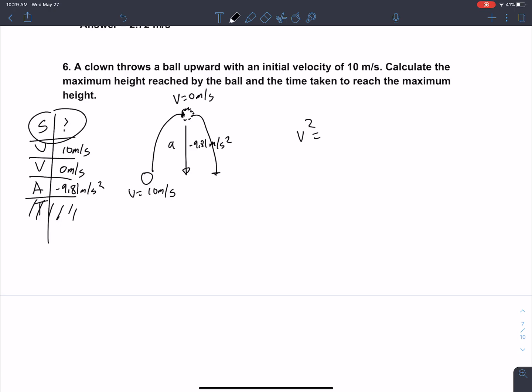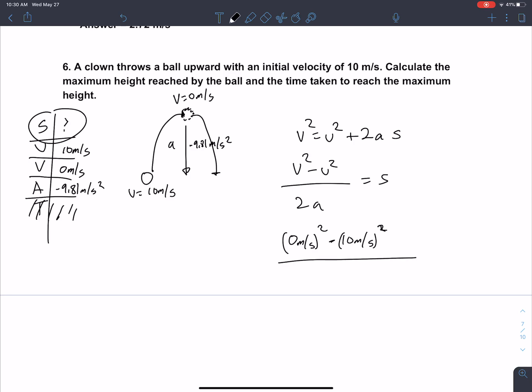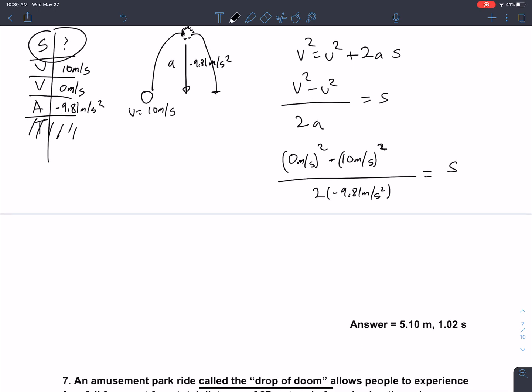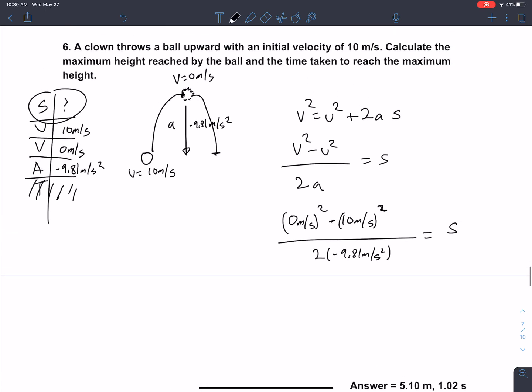V squared is equal to u squared plus 2as. So v squared minus u squared divided by 2a is equal to s. All right, so 0 meters per second squared minus 10 meters per second squared divided by 2 times negative 9.81 meters per second squared is equal to s. And what is that? Okay, s is going to be 5.10 meters.